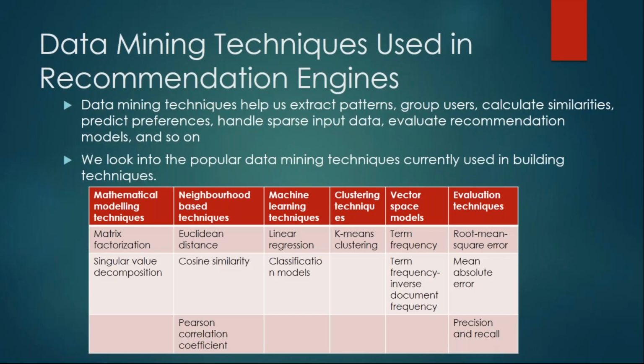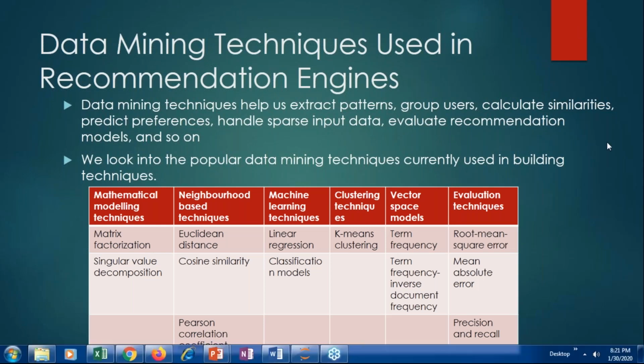So what are the different data mining approaches? Data mining helps to extract patterns, group users, and calculate similarities. It also helps to handle sparse input data. Sparse input data means you have users and items in which you don't have the rating for some of the columns. So it is able to handle the sparse data and evaluate recommendation models.